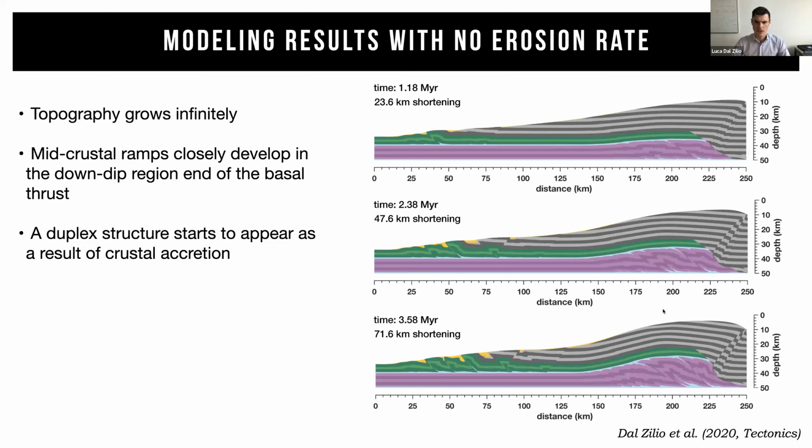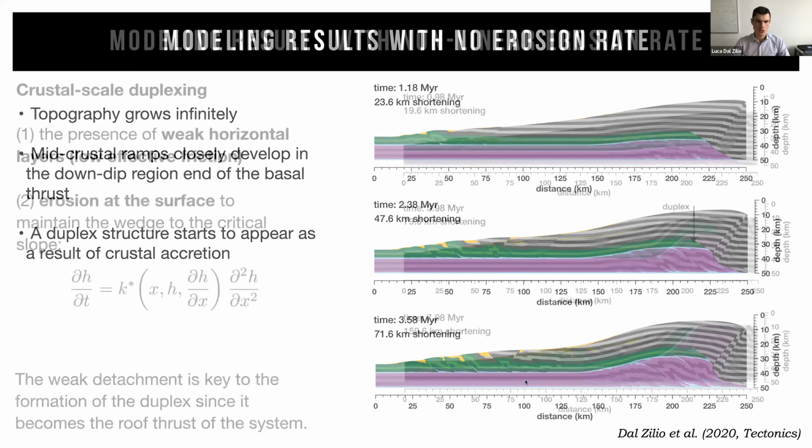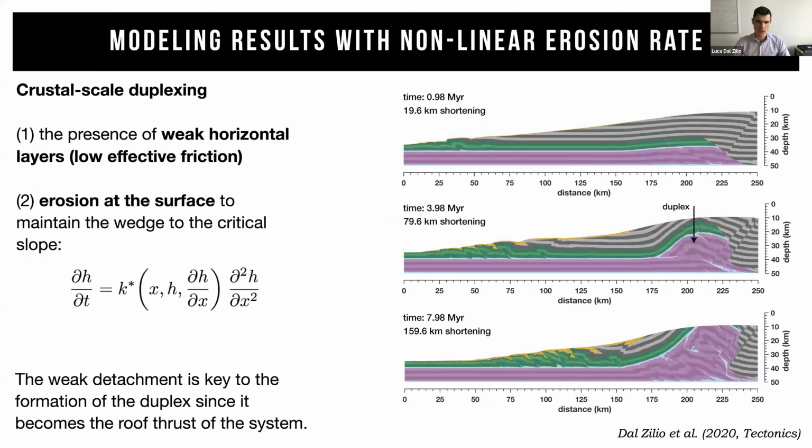And because of that, we tend to have the growth of this wedge and the frontal propagation of deformation from the deeper part here all the way to the regions here where we transfer the stress because of this very high topography in this frontal part, which shows in-sequence thrust faulting. However, when we include nonlinear erosion, so an erosion that depends on the location and the slope of the topography itself, we can obtain features that are very similar to what we can observe in the Himalaya.